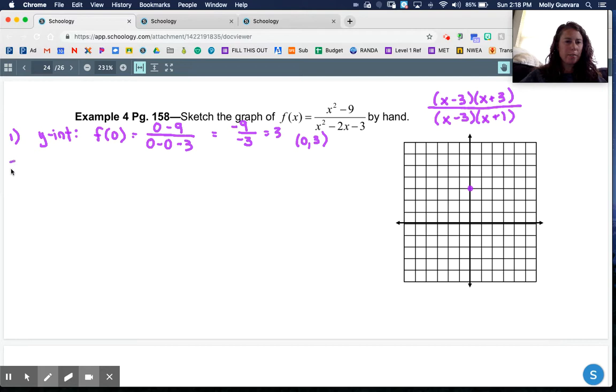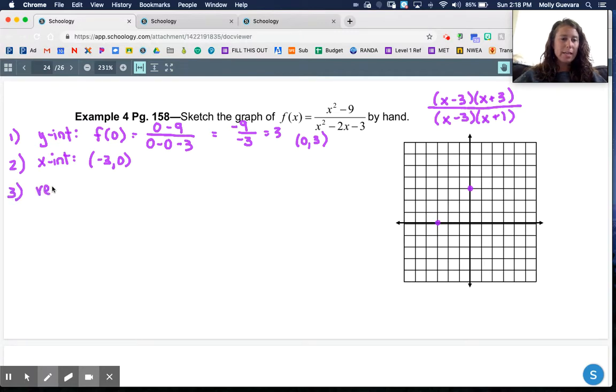Great. Now for step 2, I need to find my x-intercept. Remember, x-intercepts are anything that's a 0 of the top, but not of the bottom. So here, 3 is a 0 of the top, but it's also a 0 of the bottom, so it's not an x-intercept. Negative 3 is a 0 of the top, but not of the bottom, so that is an x-intercept. So (negative 3, 0) is an x-intercept right there.